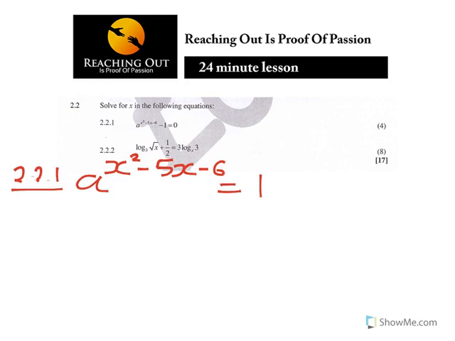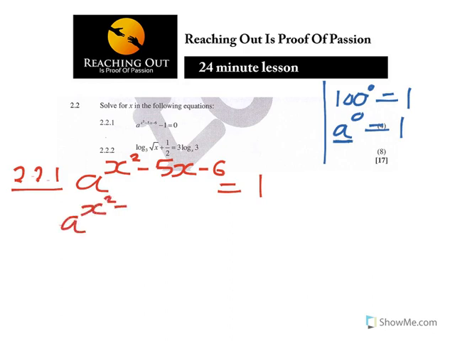Now you must always remember any number to the power of 0 is a 1. For example, 100 to the power of 0 is a 1. It means also a to the power of 0 is a 1. Now look what I'm bringing in. This is 4 marks. I'm bringing in a so that the bases are matching. So which means I can say a to the power x squared minus 5x minus 6. To get a 1, I can say a to the power of 0.